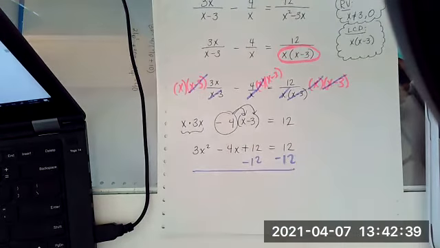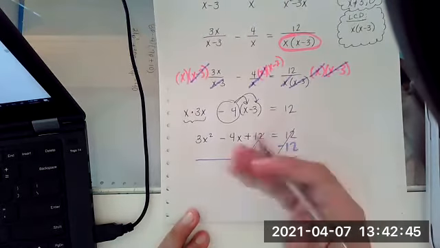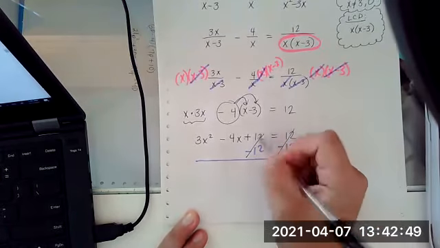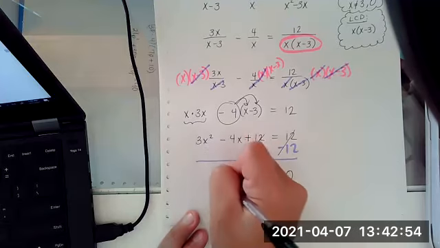And that's fine, as long as you're doing the right steps, and don't get freaked out just because both of the terms disappear, right? 12 minus 12 is 0. 12 minus 12 is 0. So we don't have to write that because we have these two terms over here.